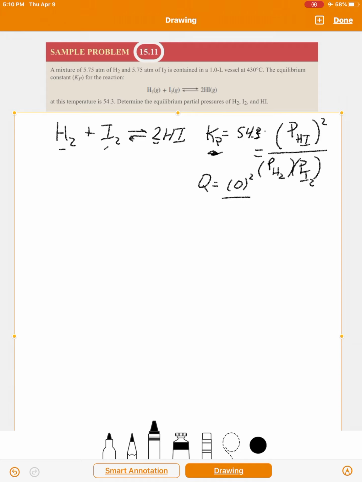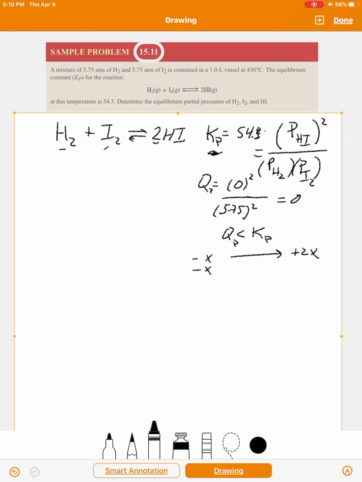Divided by the pressure of H2, which is 5.75. However, the pressure of I2 is the same, so we'll just square it, and that gives us 0. Q is less than K, right? Even though it's P, QP is less than Kp, so that means the reaction goes toward the product side, so you're going to get plus 2x on the right side, and you're going to get minus x on the left side for each of the reactants.